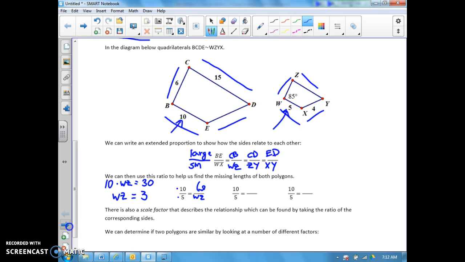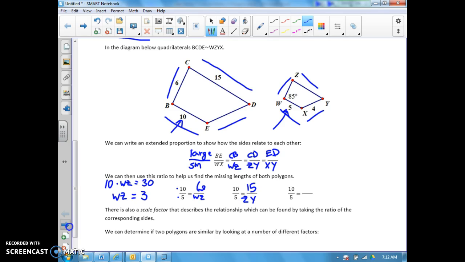Now let's look at the next pair of sides. I've got CD over ZY. Well, CD is 15, and ZY, I don't know what ZY is, so I'm just going to put ZY down as my answer. I want you now to go through and solve for ZY on your own. I'll show you the answer at the end.